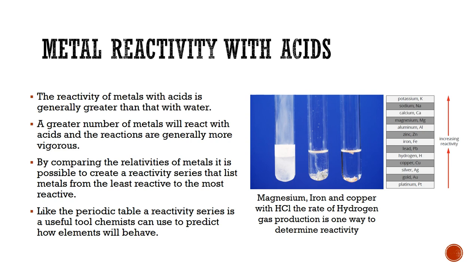So, like the periodic table, we can create a reactivity series which we can use to help us work out other things. If you have a look, we've got a reactivity series over here, platinum at the bottom, going up to potassium. This is also replicated in your data booklet, so you can use this reactivity series to help you answer questions.